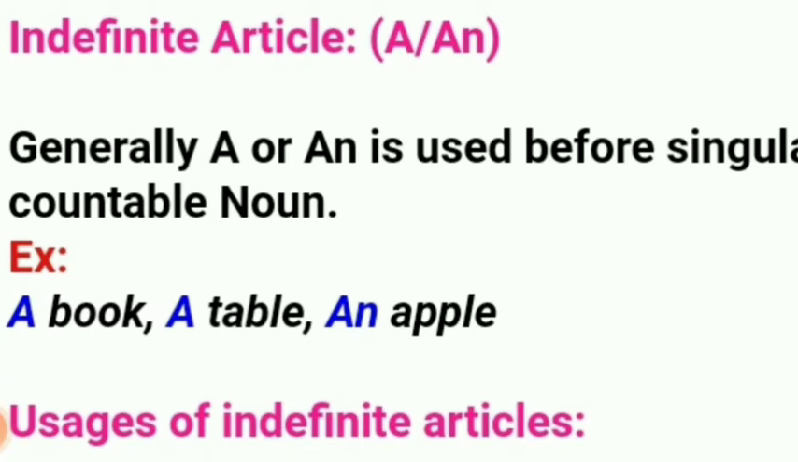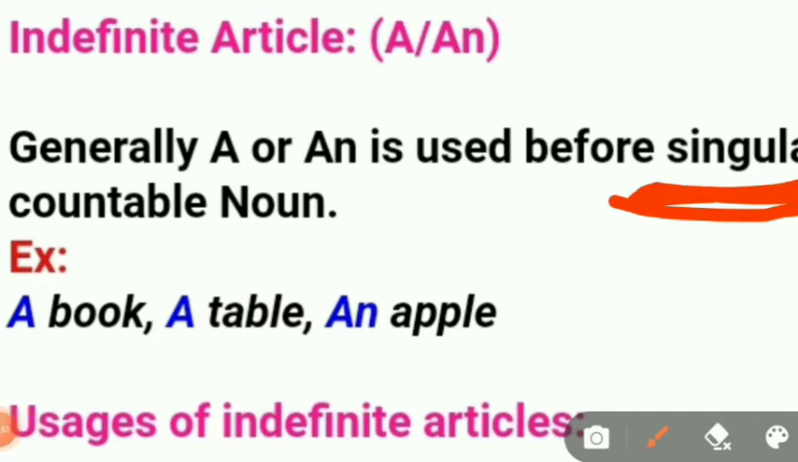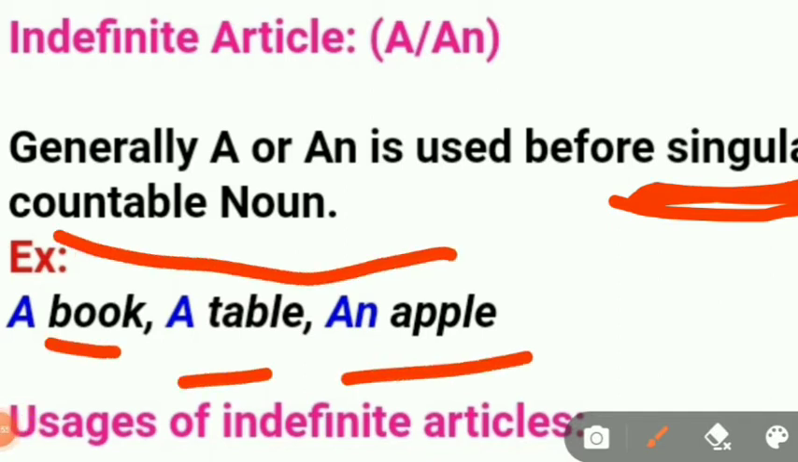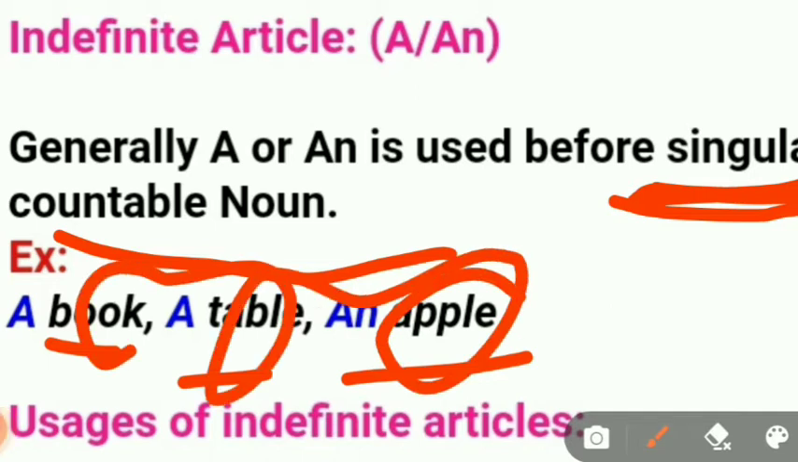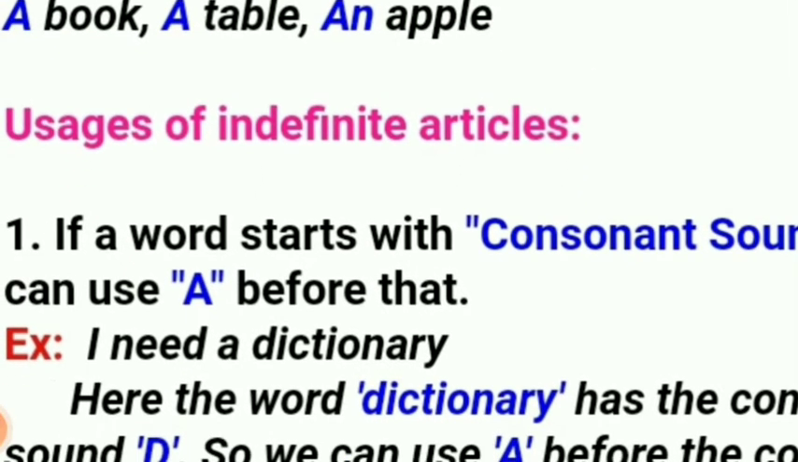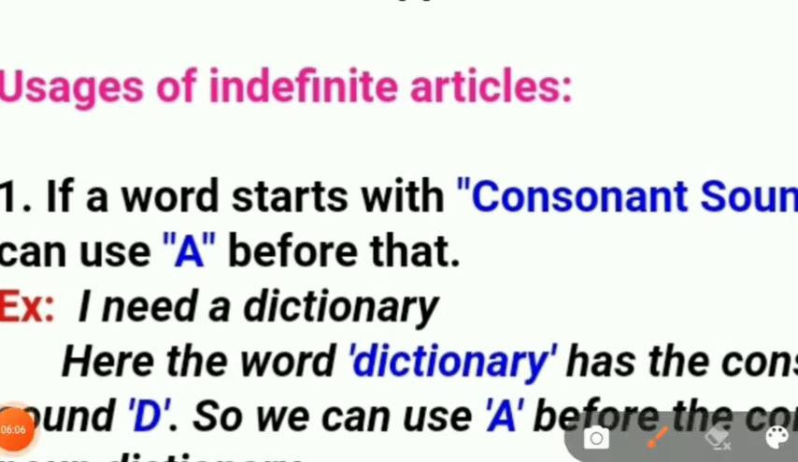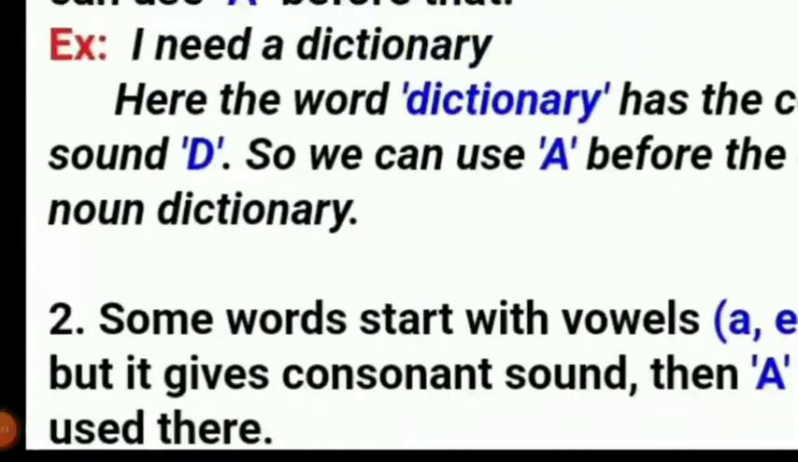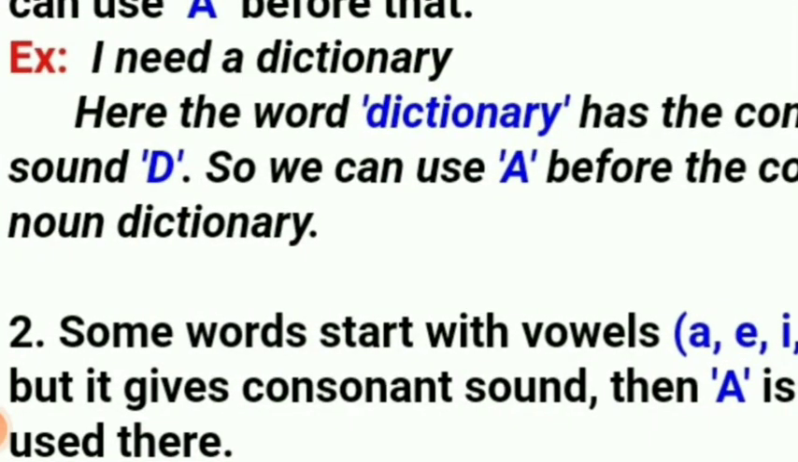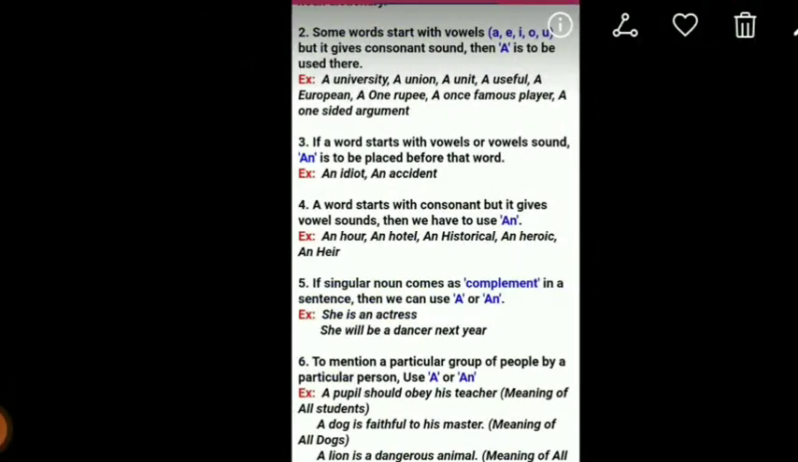Generally a or an is used before singular countable nouns. Remember it, very important: use before singular countable nouns, like a book, a table, an apple. So only one is there. Next, indefinite article, we use both of them. If the word starts with a consonant sound, a is used. I need a dictionary. The word dictionary has a consonant sound D, so we use a before it. Okay, if the words start with vowels, we use an.